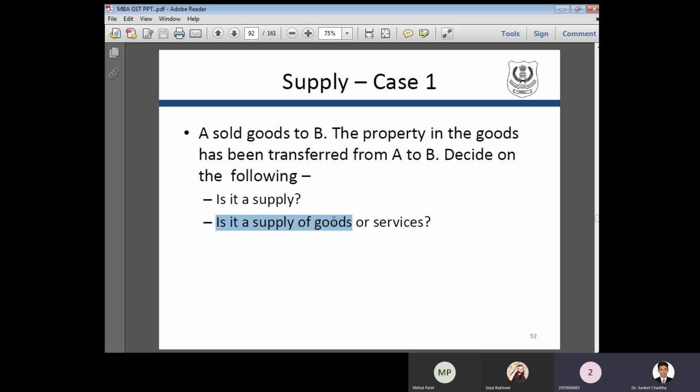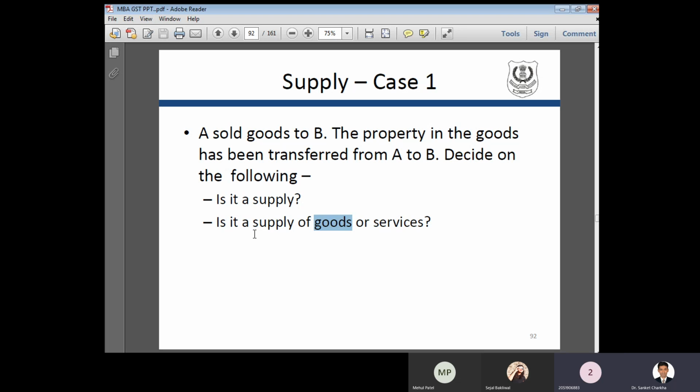Now what we have to identify is whether it is goods or services. In the first statement it is specifically mentioned, A sold goods to B. So here goods has come, meaning supply has come, and supply means transfer has happened. And if transfer happened, then transfer of what has happened? Transfer of goods has happened.